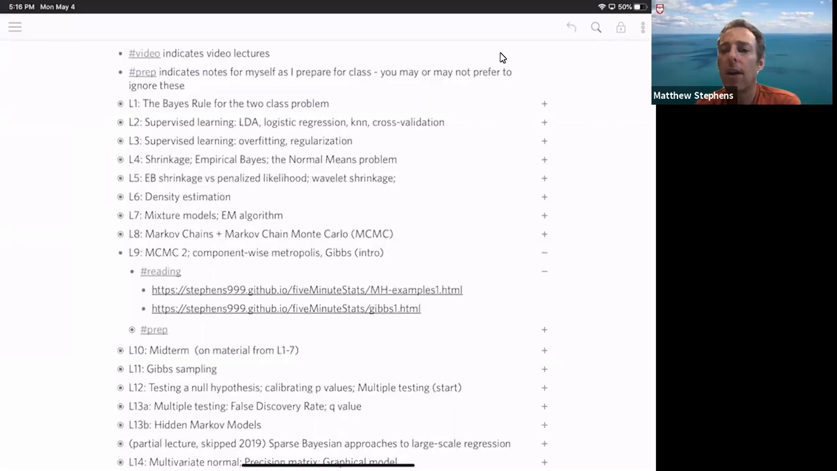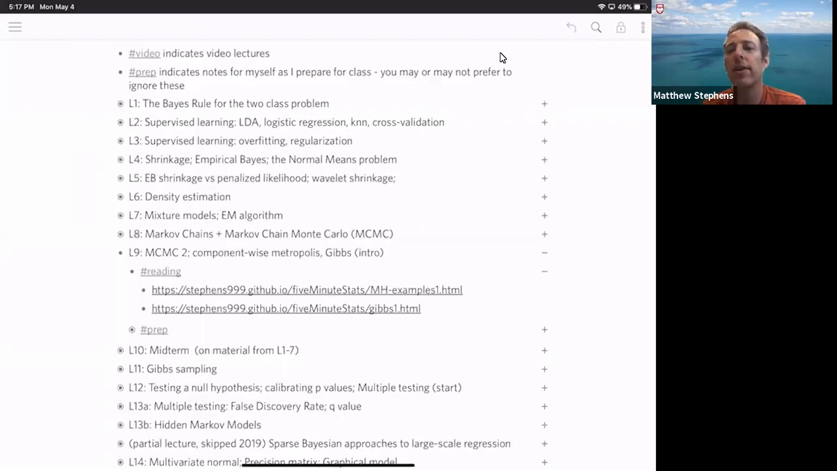Okay, so last time we looked at the Metropolis Hastings algorithm as a way of constructing Markov chains that have a specific stationary distribution. Today I'm going to give you a brief introduction to Gibbs sampling, which is another way of constructing Markov chains that have a desired stationary distribution.